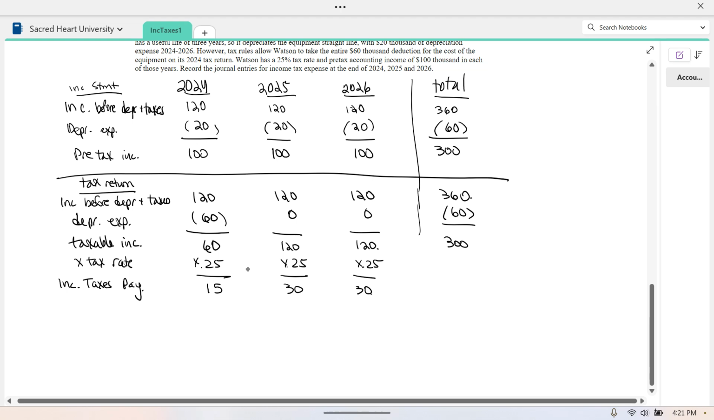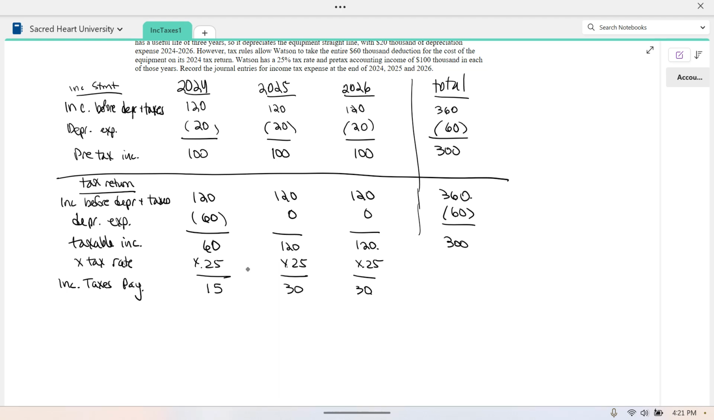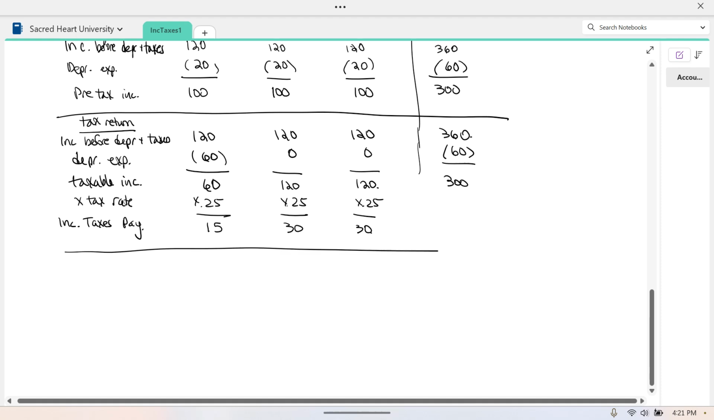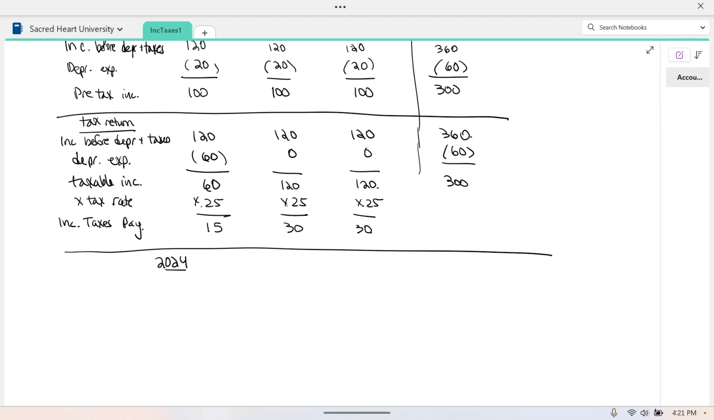So again, taxable income this period is lower than the pre-tax income, but we know that it's going to be higher in the future because our taxable income will be higher in the future periods. We can look at this as if we break it down just into year 2024, we have pre-tax income here of 100.